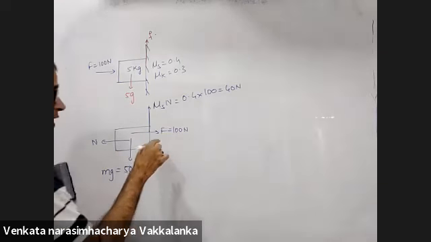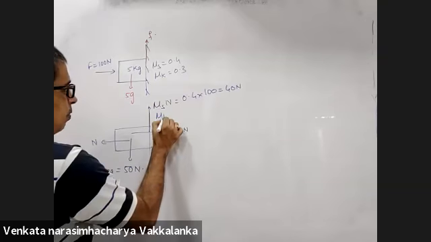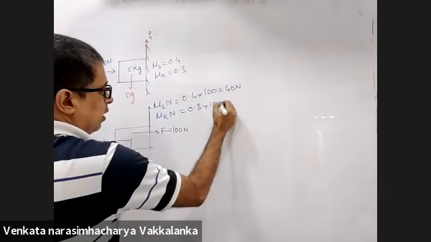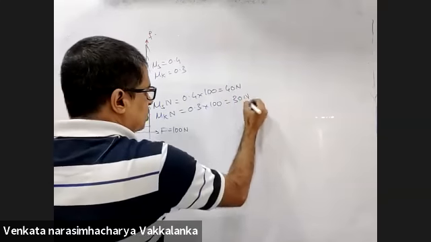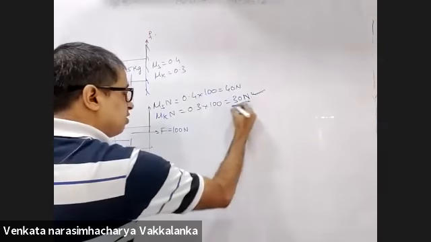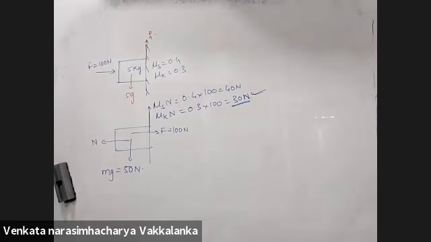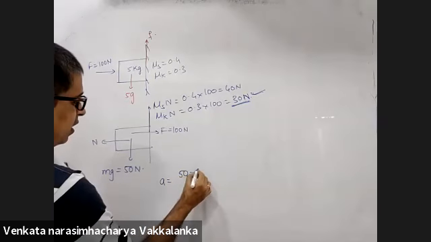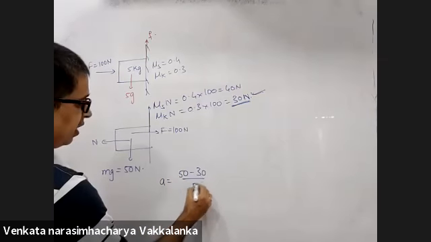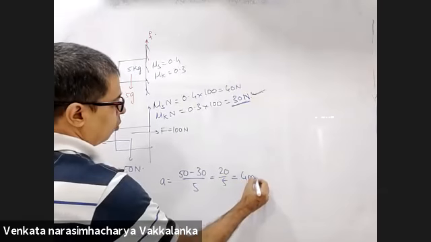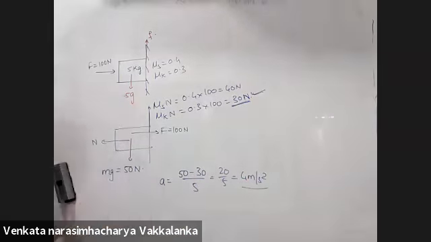I know it is sliding downwards. I'll bring mu k into N into the picture. 0.3 into 100, 30 Newton is the frictional force acting on it. How much is the frictional force acting on the block? 30 Newton. What is the acceleration of this? 50 minus 30 divided by 5, that is 20 by 5. 4 meter per second square is the acceleration of the block in the downward direction.